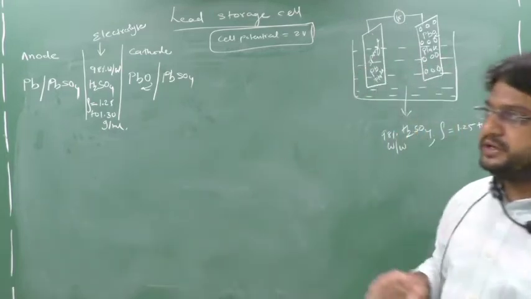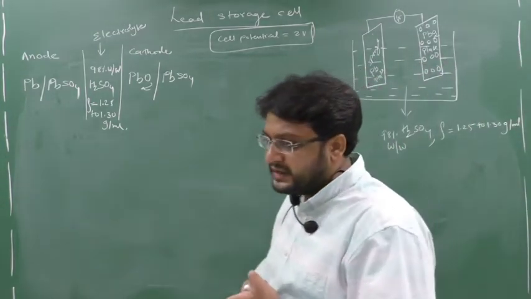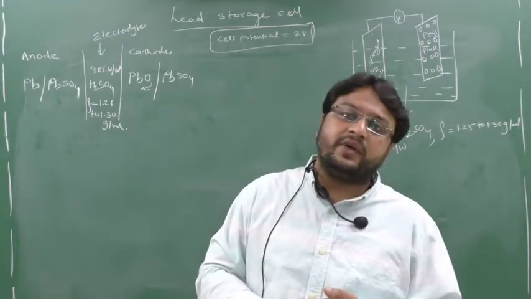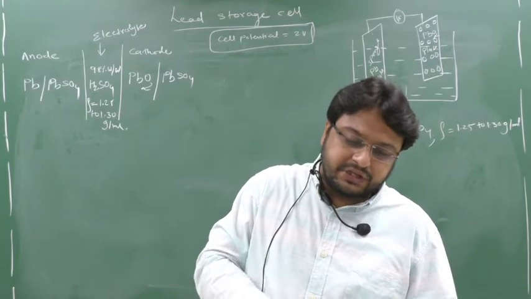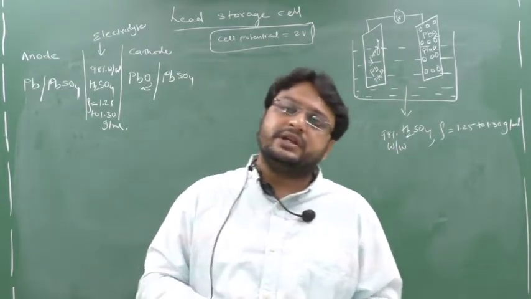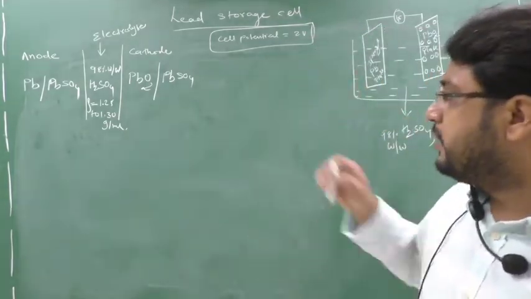So this lead storage cell or secondary storage cell can act as both. It can act as an electrolytic cell and also as an electrochemical cell. Electrochemical cell when? During discharge, because during discharge chemical is converted into electrical. And electrolytic cell when? During recharge, because electrical is converted into chemical. Clear this part? So I will start the reaction.